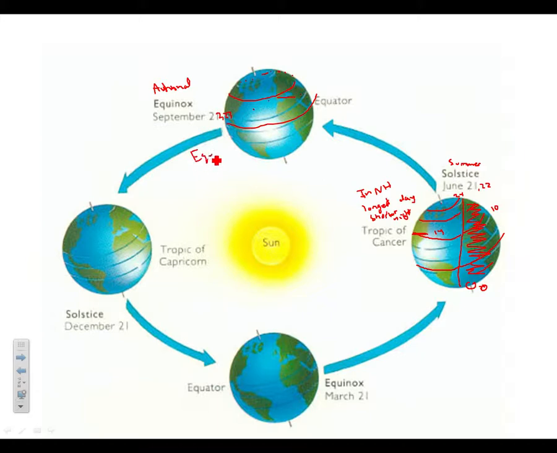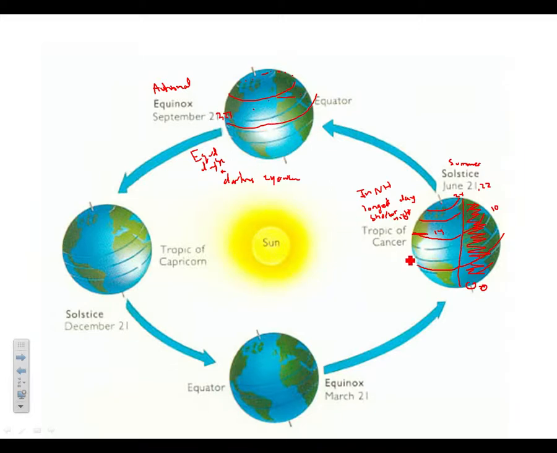So you can write that down. Equal daylight and darkness. That's what that says. I'm going fast. Everywhere. Okay? So equal daylight and darkness everywhere, 12 hours each. Because we're not pointed toward the sun, we're not pointed away from the sun.